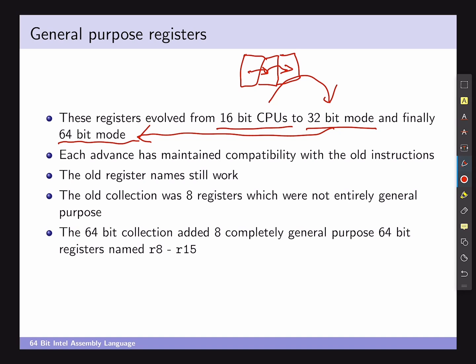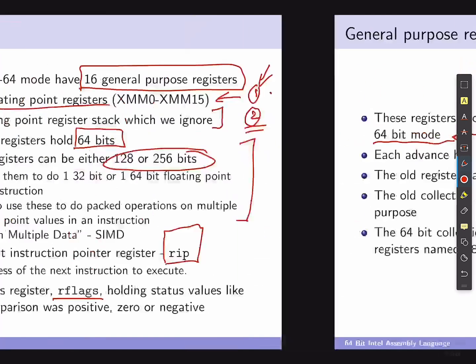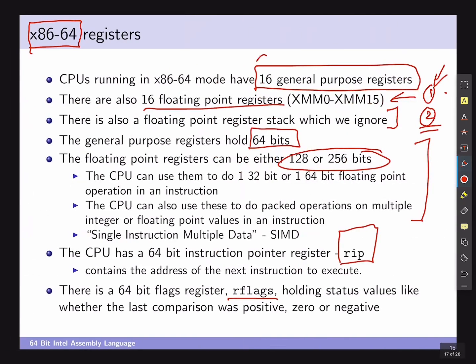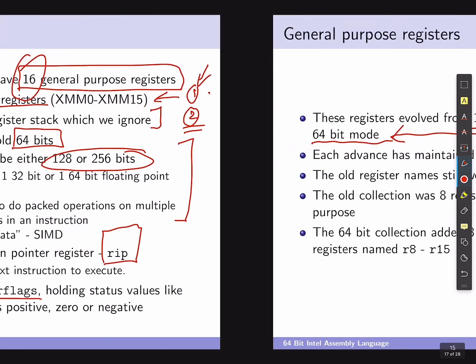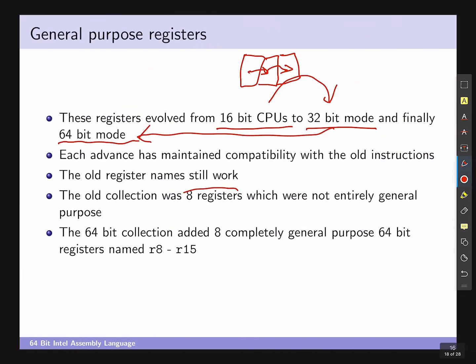The old collection from the 16 and 32-bit era didn't have as many general purpose registers. We currently have 16. They were restricted to just 8. And to be honest, they were not very general purpose. They had predefined uses, which meant we maybe had 3 or 4 registers we could consistently play around with, and everything else had to be in memory.